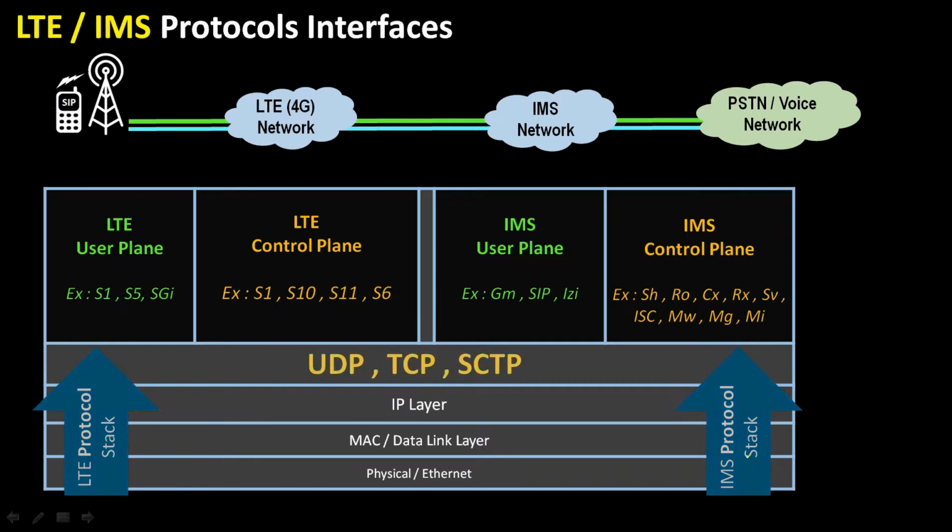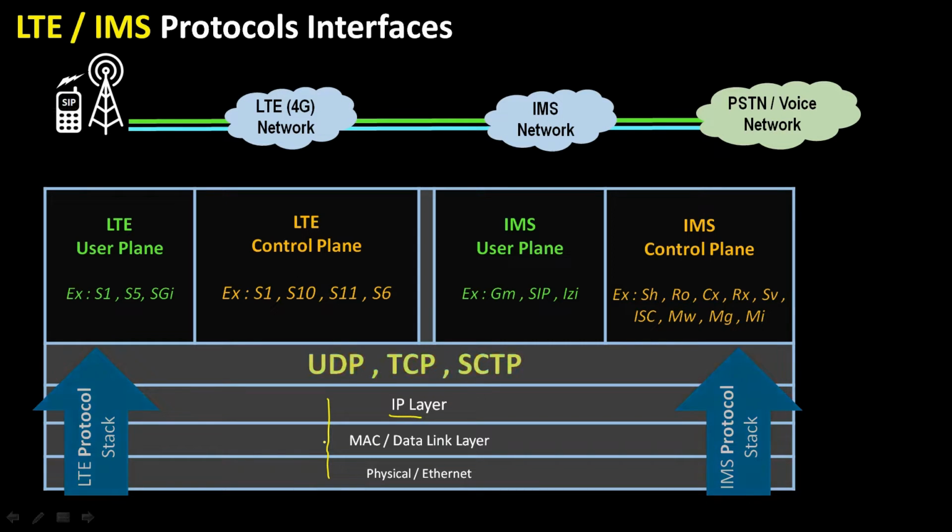A protocol is a system of digital rules for message exchange between telecom nodes in order to communicate with each other. As visible in the diagram, this is a protocol stack design which shows all the communication layers of the LTE and VoLTE network. The three lower layers consist of the physical layer, followed by the MAC or data link layer, and then the IP layer.